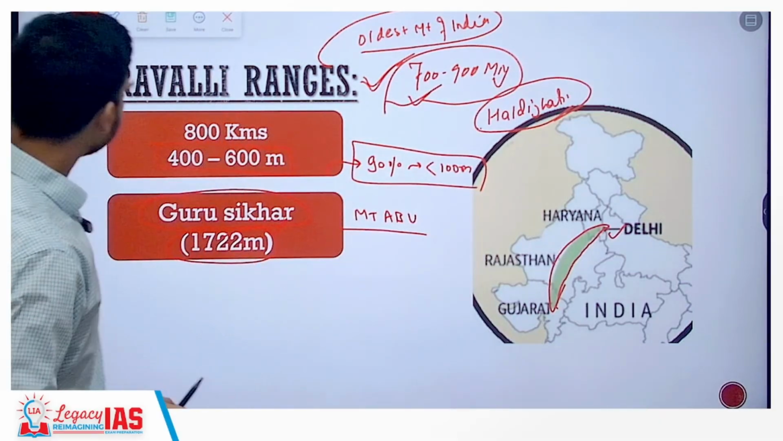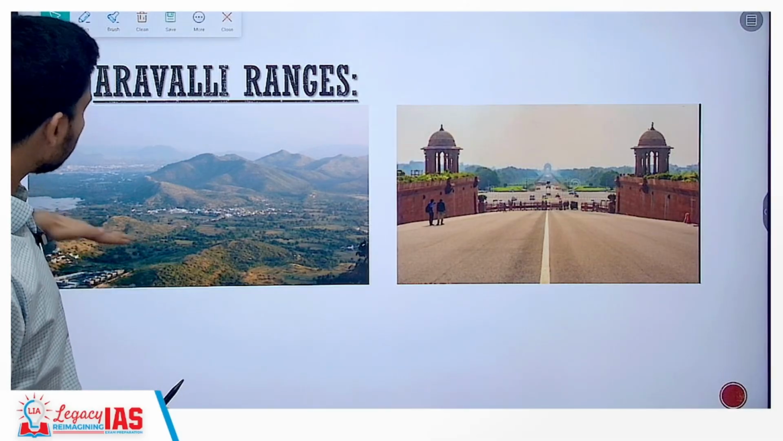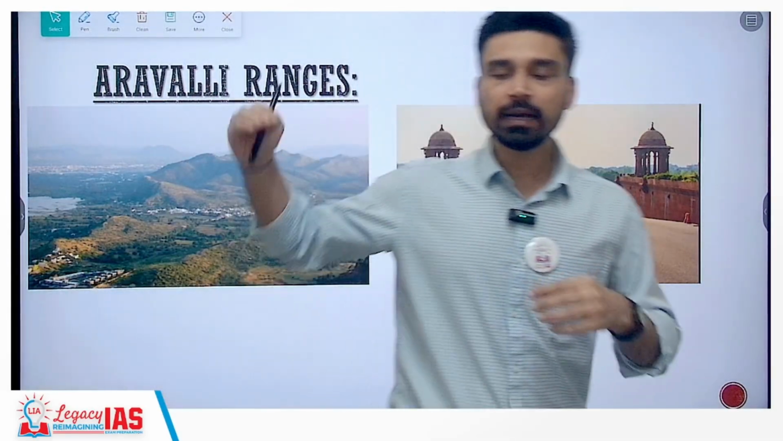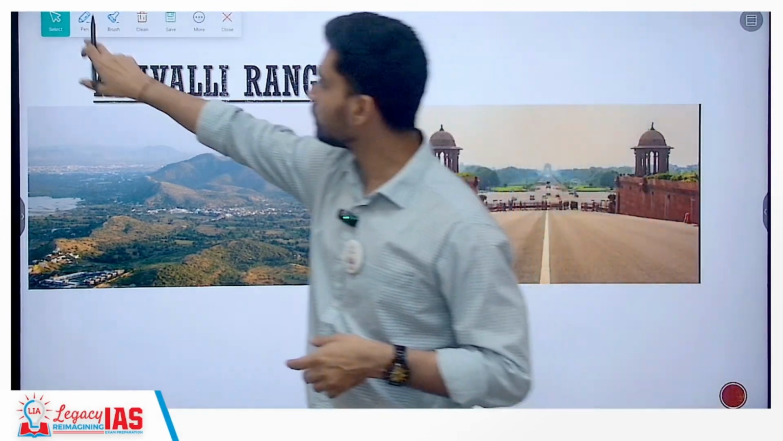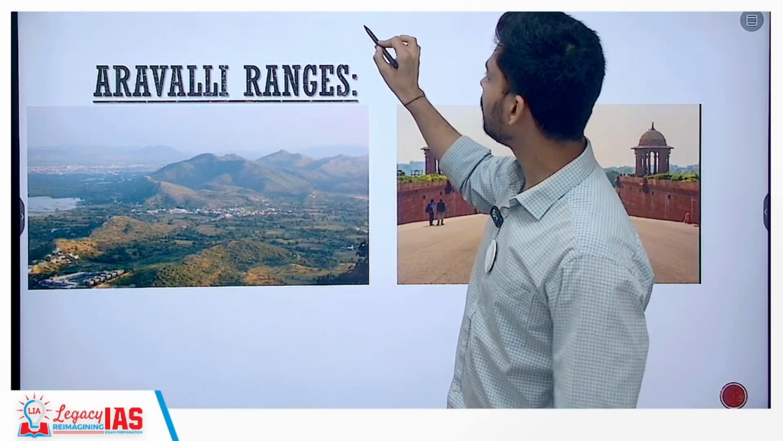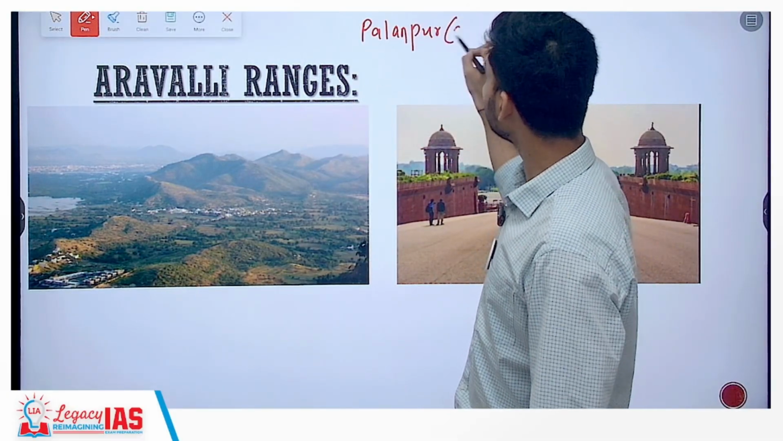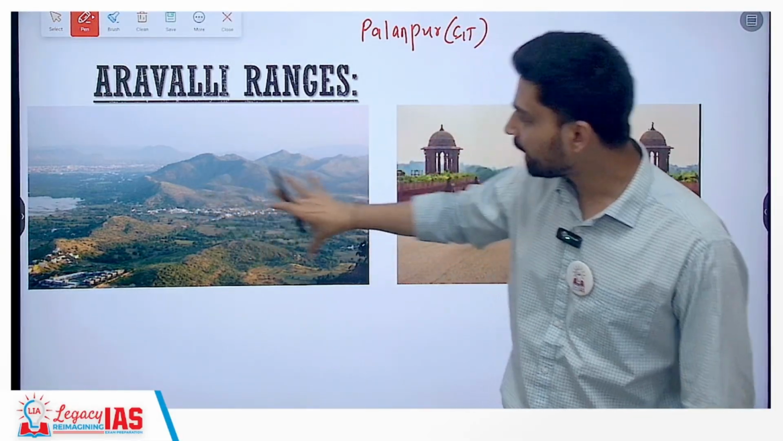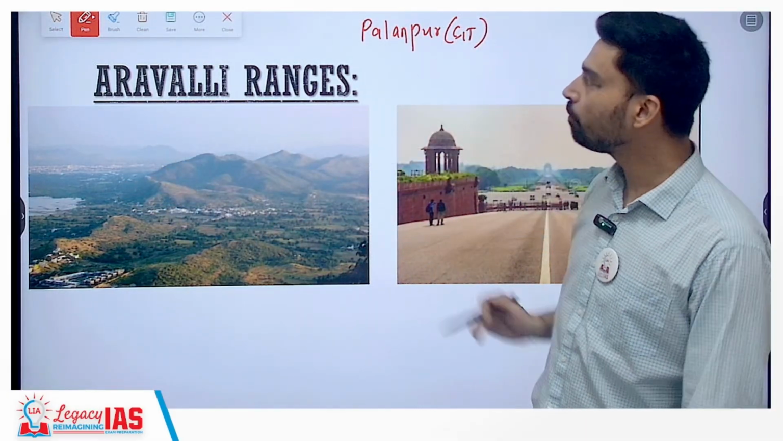So those are the basic facts we have to keep in mind as far as the Aravalli ranges are concerned. Aravalli ranges up to Jaipur are very continuous. You can clearly see a hill and mountain-like structure. If someone asks you what the southernmost point is, the southernmost point is Palanpur. Aravallis start from Palanpur in Gujarat and go all the way up to Jaipur in a hill-like structure. This kind of terrain you would see if you move from Palanpur to Jaipur.